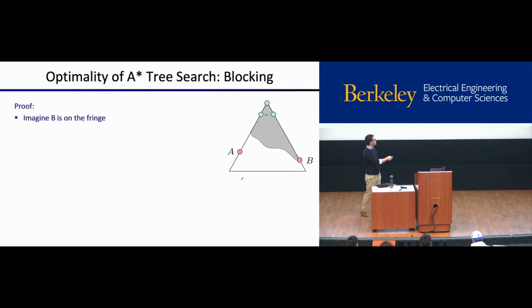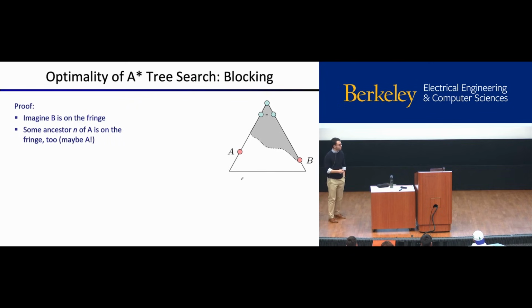And right now I'm scared because B is within reach. It's already on our fringe. So how do I show you that we're still going to pull A off the fringe first? Well, the insight is that if we're in this situation, there is a node that is an ancestor of A on the path to get from the start state to A. That's an optimal path that must be on the fringe, okay? So we can put that node on here.